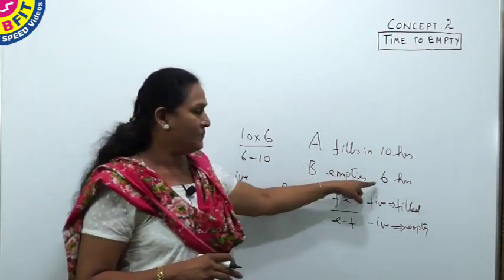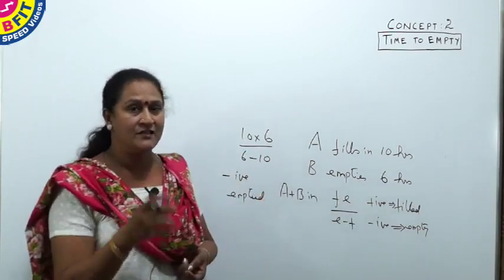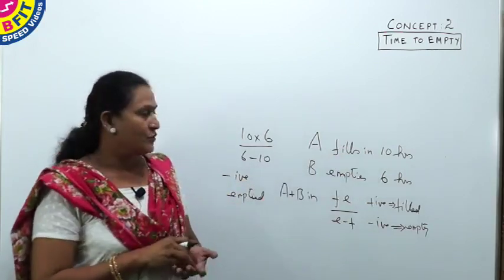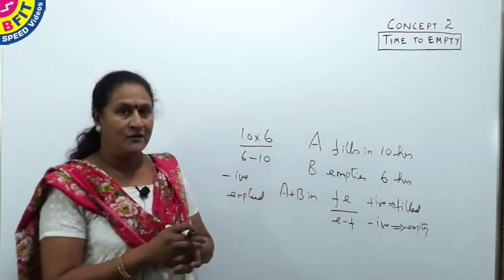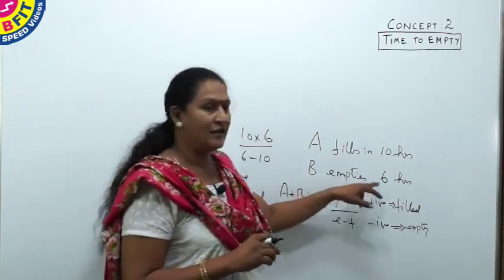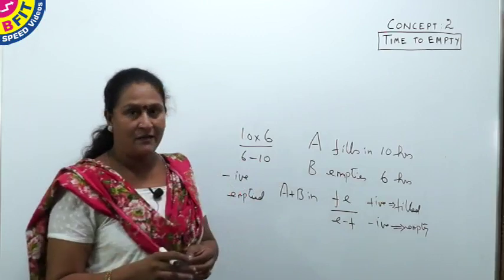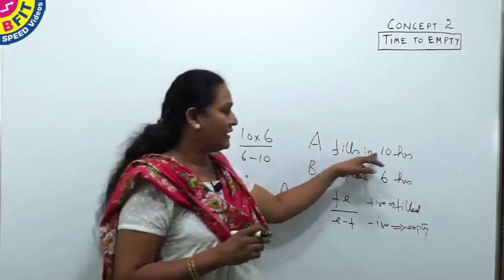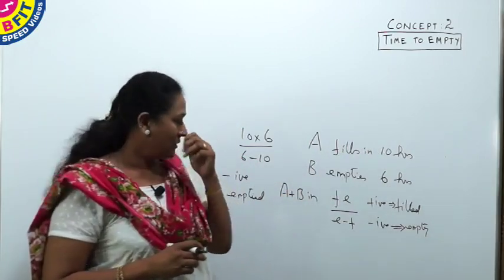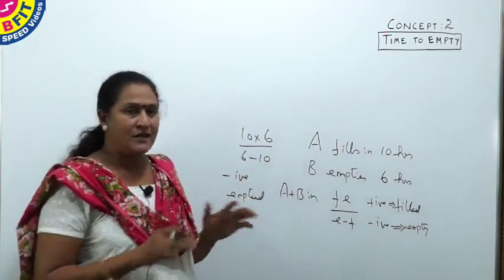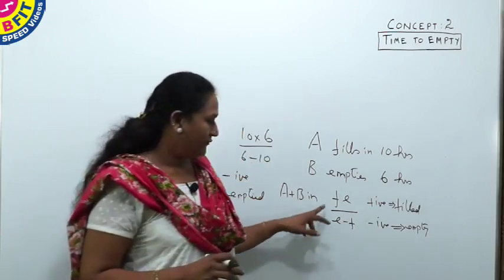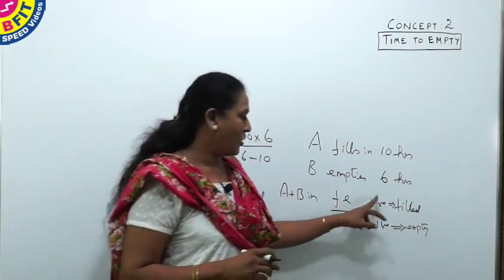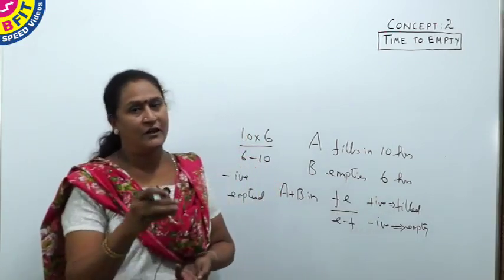When the emptying time is less, it means its efficiency is more than filling, and the overall effect will be emptied. So seeing the data, you can judge that when the emptying time is less, the tank will be emptied, because efficiency is more. Time less, efficiency more. Filling time more, efficiency less. So the overall effect will be emptied. But simply, while working with product by difference, you always take emptying minus filling in the denominator, and according to the sign you can say whether it is filled or emptied.